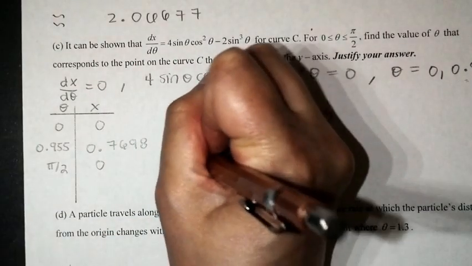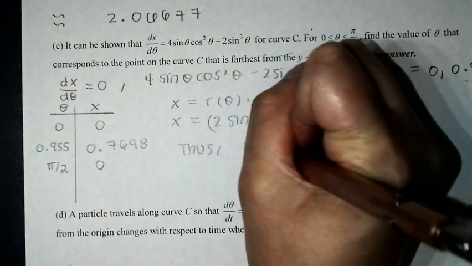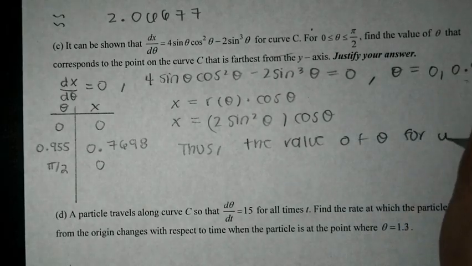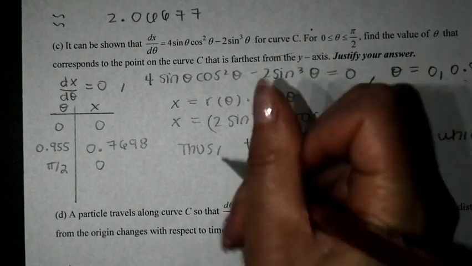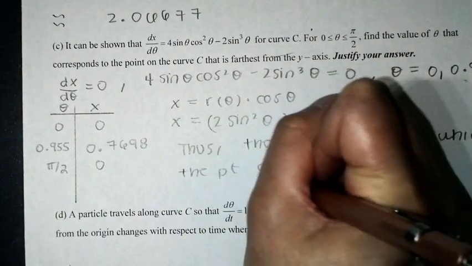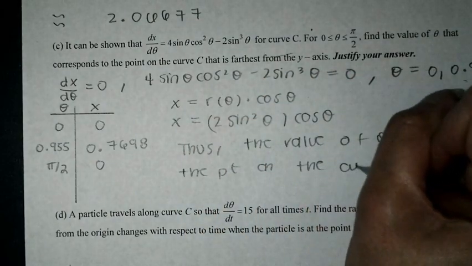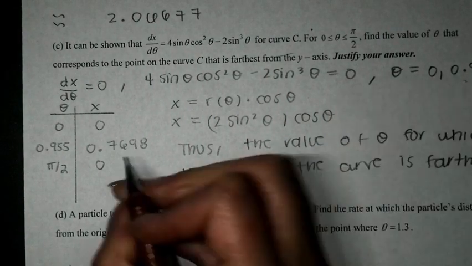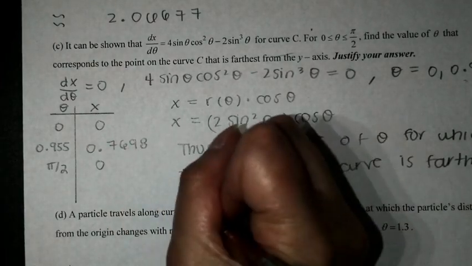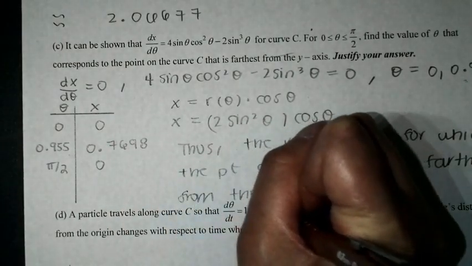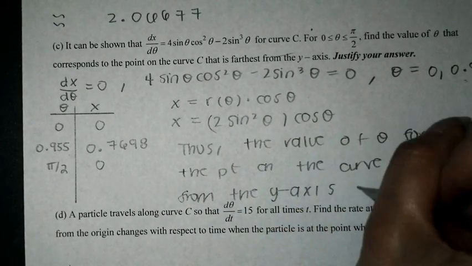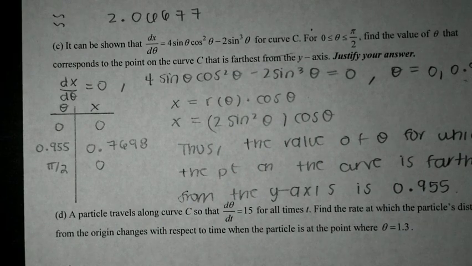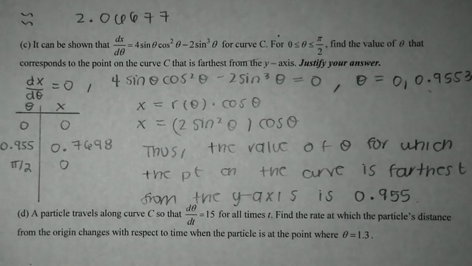Thus, the value of theta for which the point on the curve is the farthest, farthest is the biggest, from the y-axis is 0.955. And that's it for this part of the problem. Let me show you the whole thing.